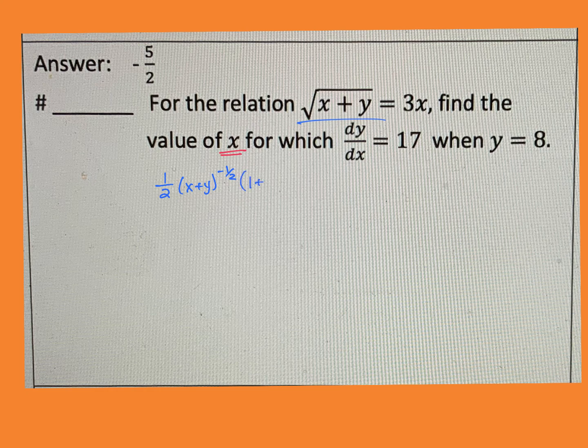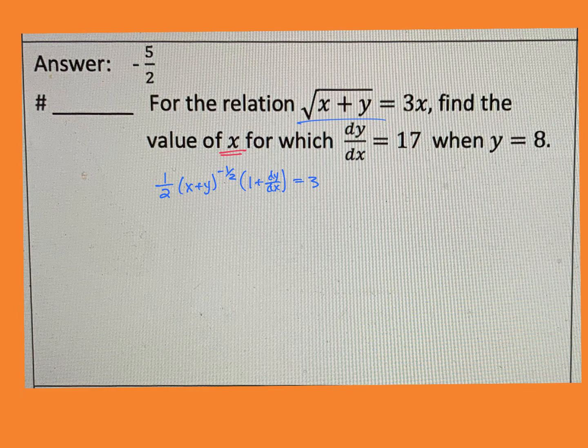A 1 plus dy/dx. Very good. Is equal to, what's the derivative of 3x? 3. All right. Now, if I actually had to solve for dy/dx, I would distribute and start working with it. I don't have to. They give me dy/dx. I personally would substitute in right now.